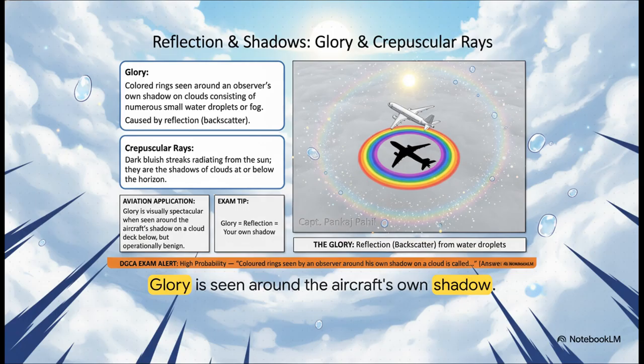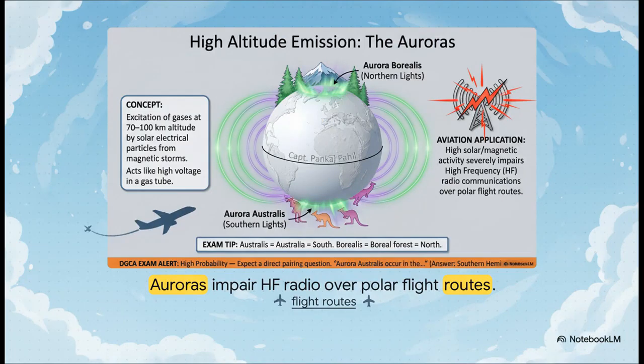Then we have crepuscular rays. These are just dark bluish streaks radiating from the sun, which are basically shadows of clouds below the horizon. They're beautiful to look at, but perfectly safe to fly through. For the exam, just remember, glory equals reflection around your own shadow. Now, let's move over to emission.